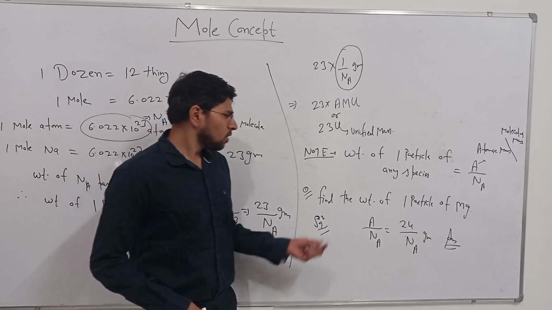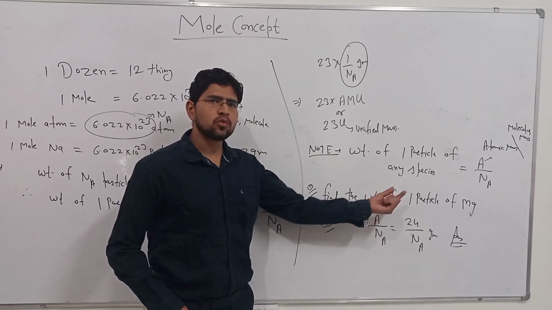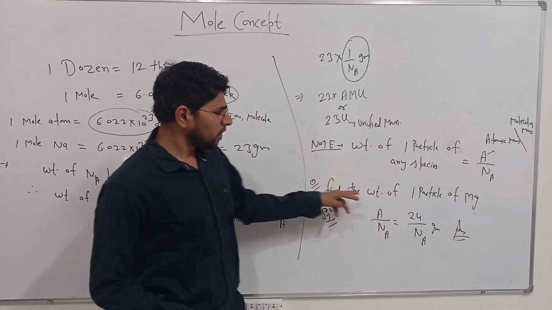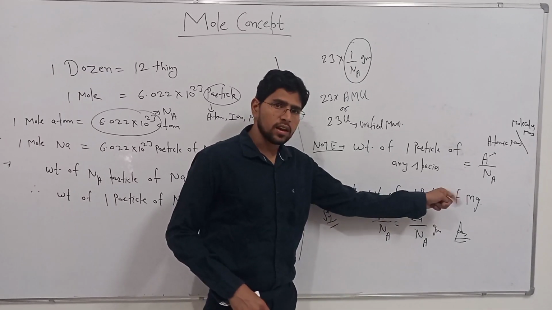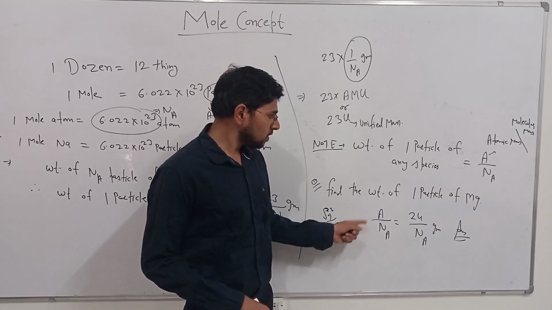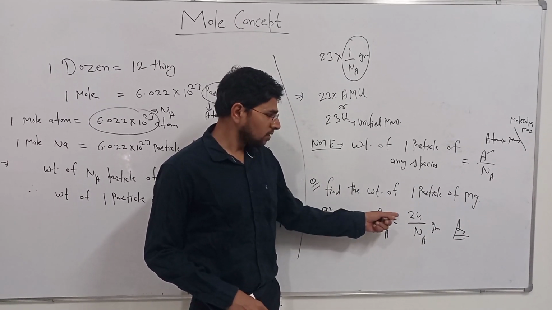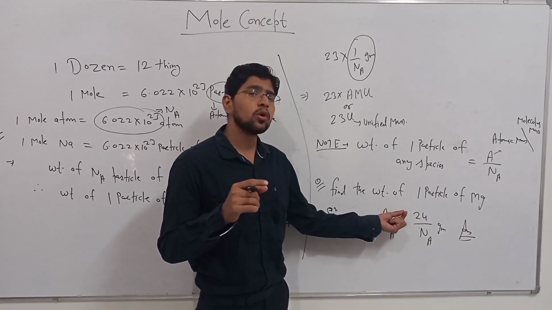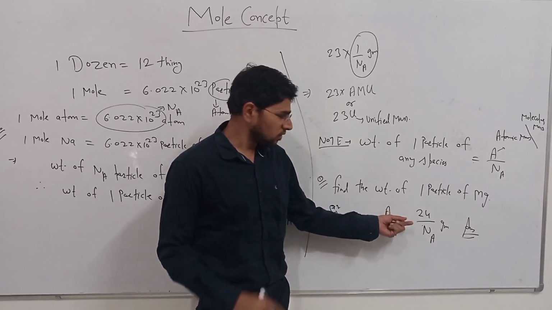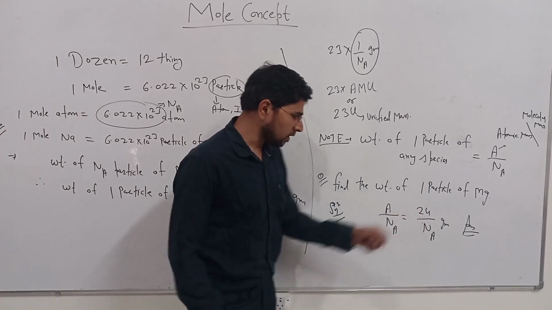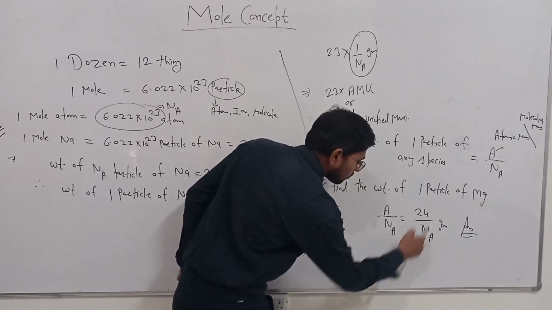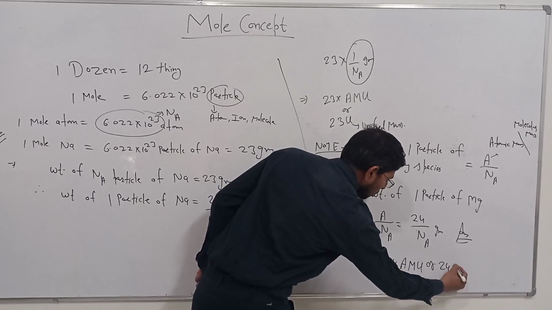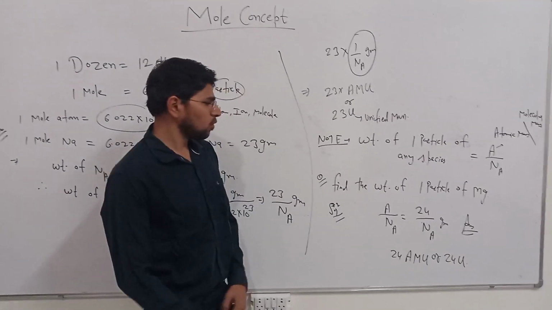Now next question: find the weight of one particle of HCl, hydrochloric acid. The answer is A by Na. HCl means 36.5. What is the atomic mass or molecular mass of HCl? 36.5. So 36.5 divided by Na, or we can say 36.5 AMU, or 36.5 u. Clear to all?